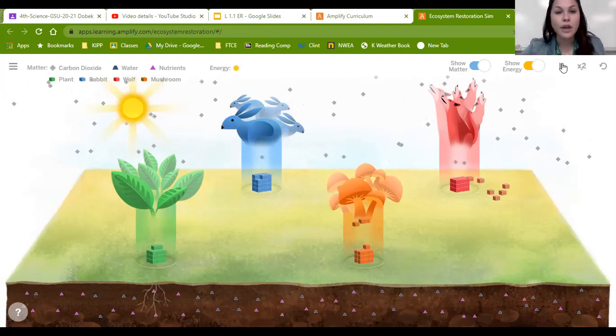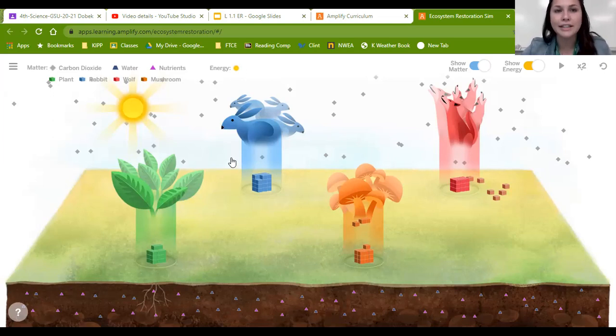All right, so that was our simulation. I saw this plant getting some energy from the sun. I saw the rabbit getting energy from this plant. I saw the mushrooms kind of doing something on their own. And I saw the wolves getting energy from the rabbits. Now, I want you to keep those things in mind.